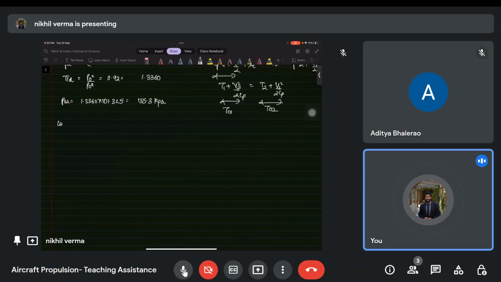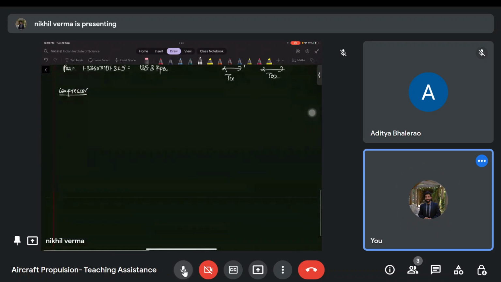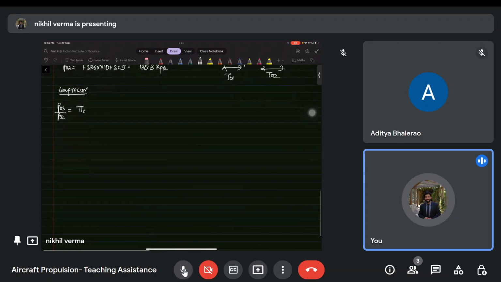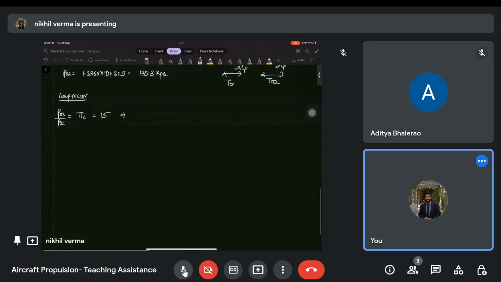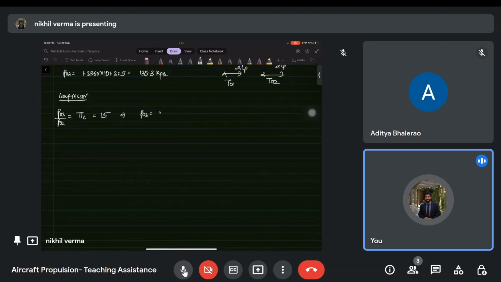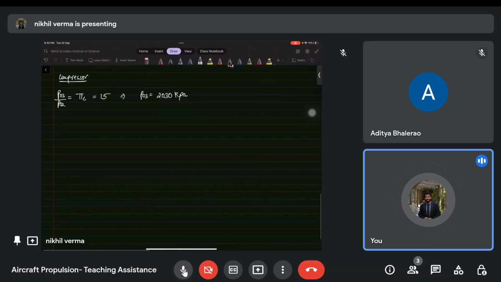Let us write up across the compressor now. It is given that P naught 3 by P naught 2 is just the compression ratio, which is given as 15. So P naught 2 is 135.3 kilopascals. With this, P naught 3 can be calculated as 2030 kilopascal. Now we have to calculate what is T naught 3.